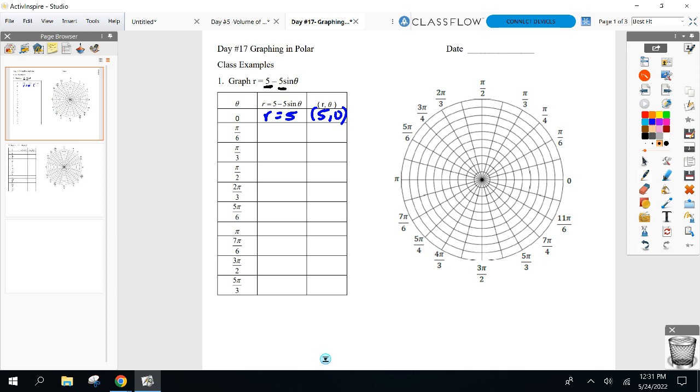It's just a matter of whether you know how to graph it or not. What day is this on your paper? 17? Yeah, 17. We don't know how to graph that yet. So at 0, I go out to 5. 1, 2, 3, 4, 5. All right, let's keep trucking along. Pi over 6, plug it in. Round to the nearest tenth.